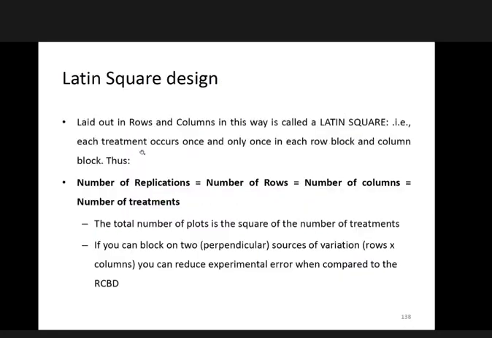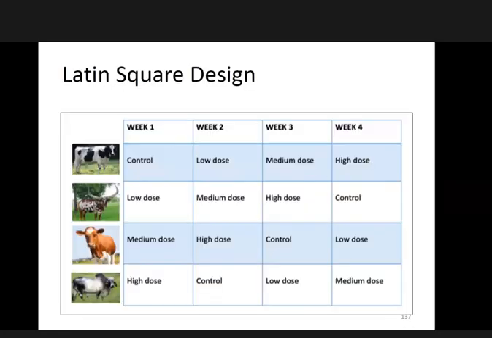In row 1, the control is here, occurring only once. In row 2, the control is also here, occurring once. In row 3, the control is here. In row 4, the control is there. And then low dose is here, low dose is here, low dose is there. And then you have low dose there.